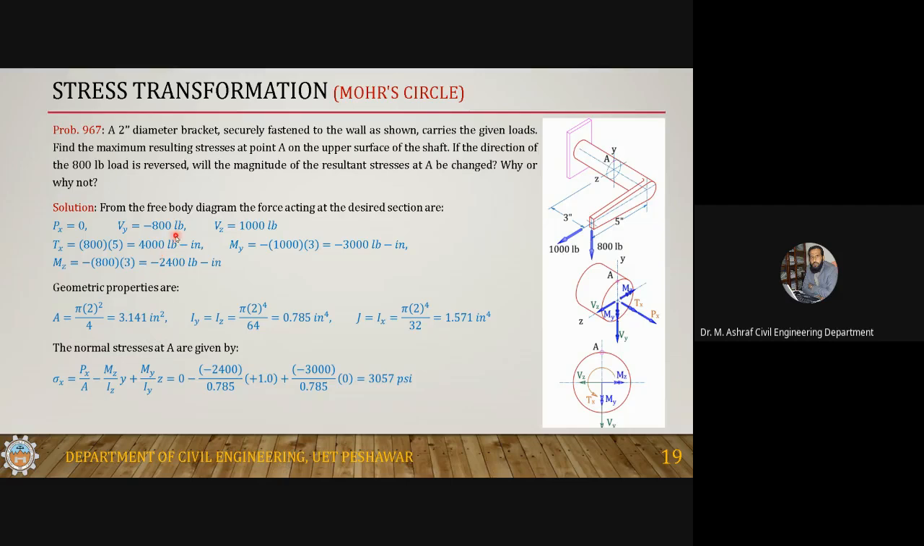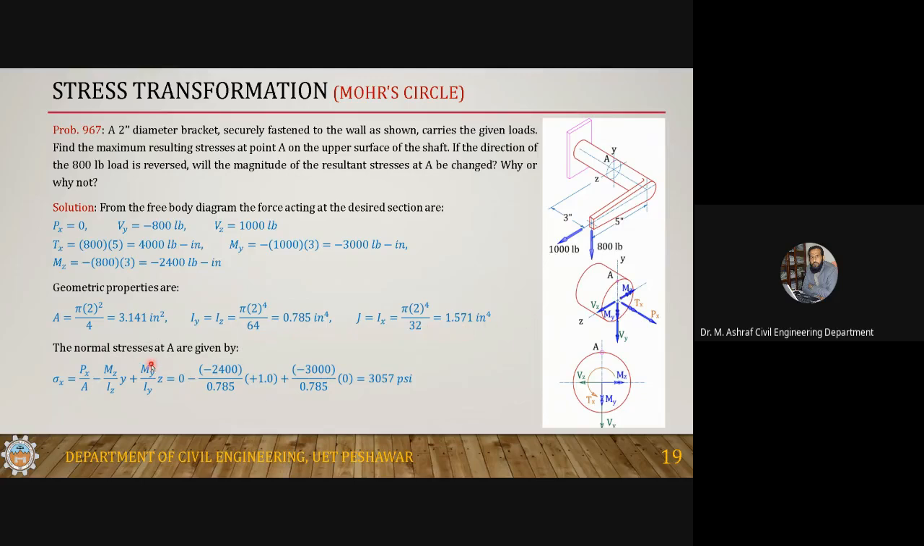These are six forces acting on this member. There is only one zero force, which is Px equal to 0. All other forces are non-zero. Geometric properties: area is pi d squared by 4, which is 3.141. Iy is equal to Iz, the moment of inertia, pi d to the power 4 by 64, which is 0.785. And J, the polar moment of inertia about the x-axis, is pi d to the power 4 by 32, which is 1.571.